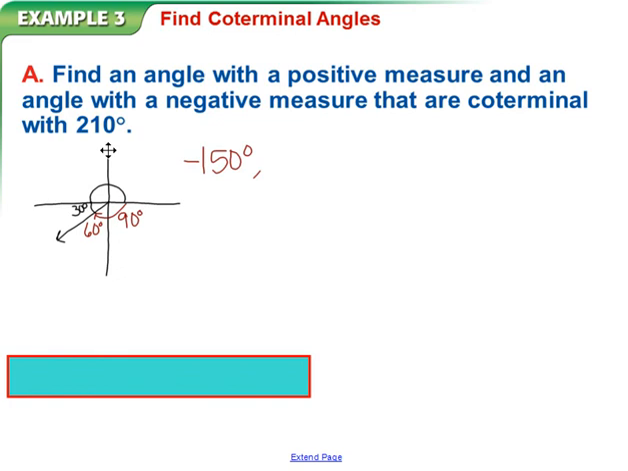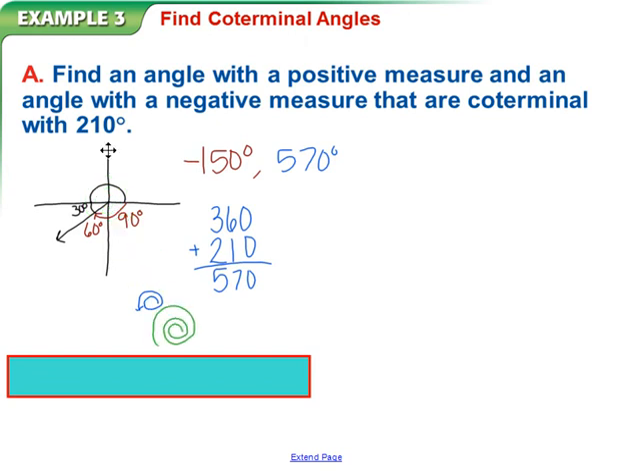Now the positive one would be if we did a full circle first, and then we came back around. So that would mean that we'd have to do 360 degrees first, and then another 210 degrees. So if you add those two together, you get 570 degrees. Now it doesn't ask for this, but what we could do is we could go around twice. Once, twice, and then go again. That would be another coterminal angle. So there's an infinite number of coterminal angles. I just need to have you do one positive and one negative.